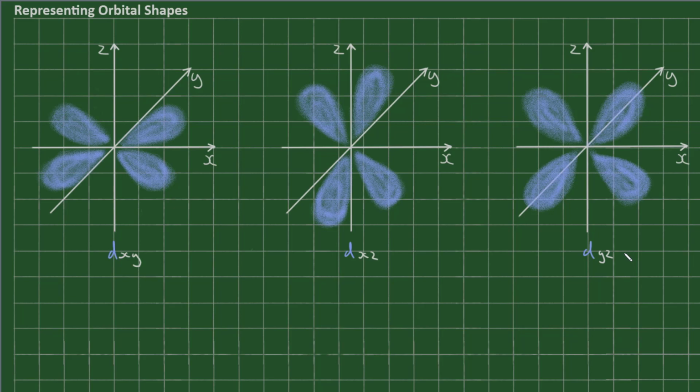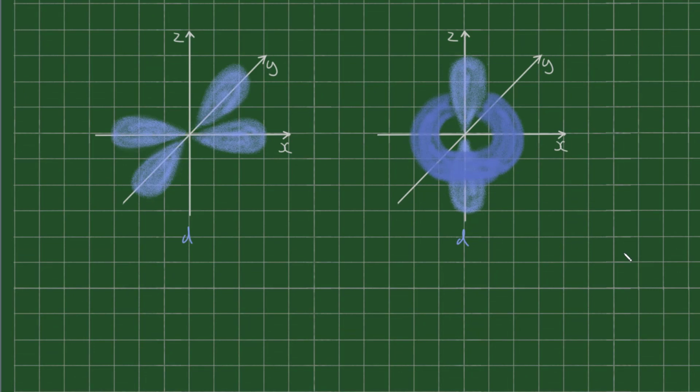What about the other two d orbitals? Here they are. The fourth d orbital exists along the x and y axis and is designated as x squared minus y squared. The fifth and final d orbital looks quite different from the previous four. It has two lobes along the z-axis and then a donut shape in the xy plane. The designation for this orbital is dz squared.